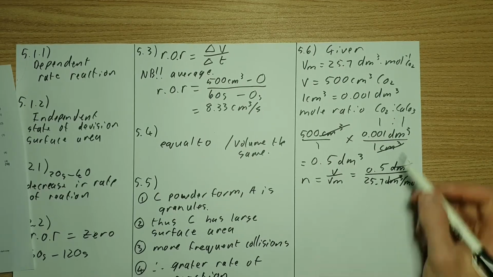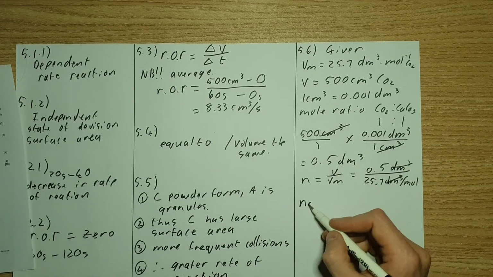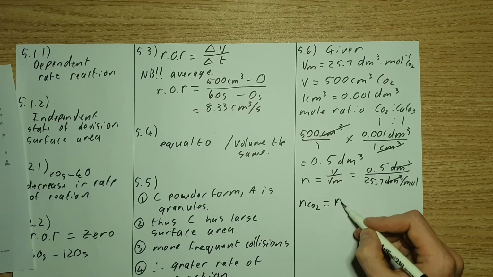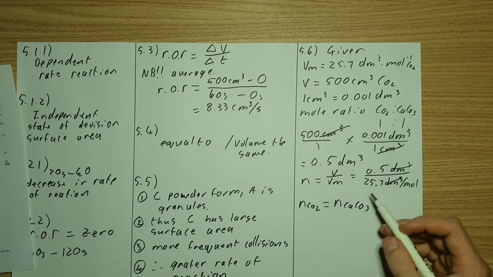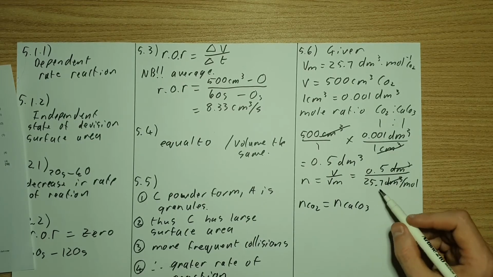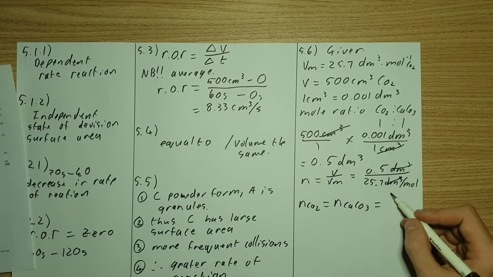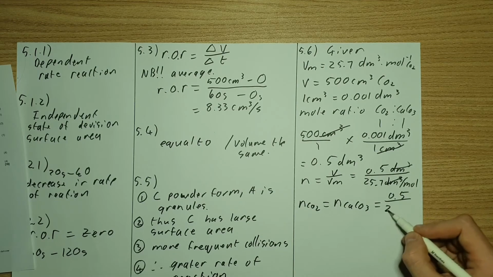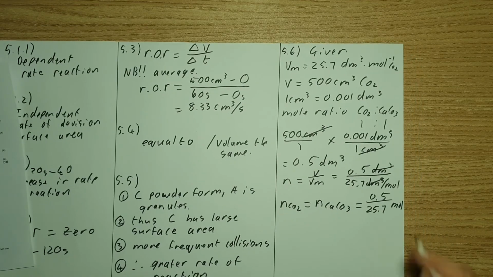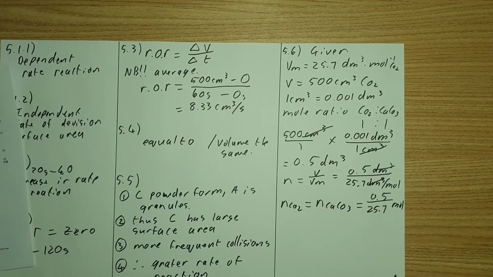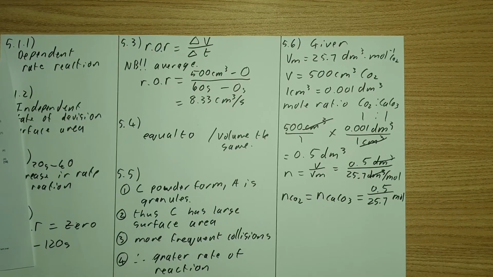Now we know that n of CO2 equals n of CaCO3. So they'll have the same mole ratio, which means this is equivalent to 0.5 over 25.7 moles. You can put that in your calculator and work that out. I'm just going to keep it in a fraction for now.